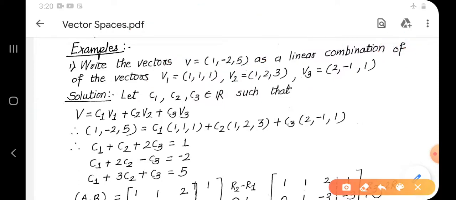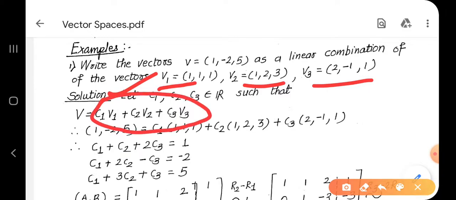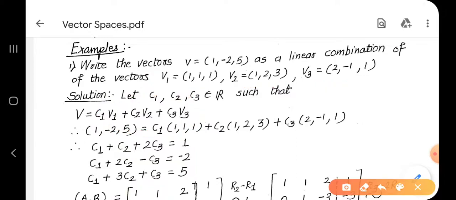So here 3 vectors are there, so we consider 3 scalars C1, C2, C3, and we just write down the linear combination. What is our linear combination? C1 V1 plus C2 V2 plus C3 V3 is equal to V. So put all values. What is the value of V? The value of V is (1, -2, 5). C1 into (1, 1, 1) plus C2 into (1, 2, 3) plus C3 into (2, -1, 3).